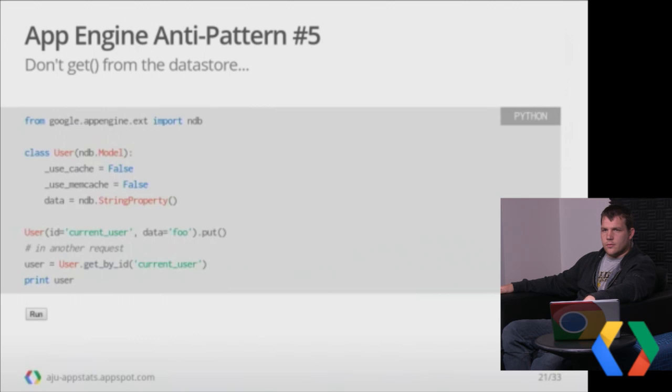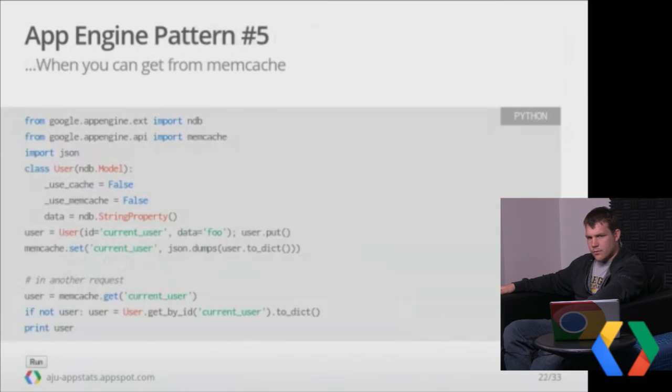Okay, so anti-pattern number 5. Now we're finally talking about Memcache, which you might have been wondering where the role of Memcache was in all of this optimization. So essentially, don't do a fetch from the data store if it makes sense to put your entities in Memcache and get them from there. And so here, I don't think we need to run this again necessarily. This is essentially what we saw before, where we were doing a direct fetch of the entity by ID.